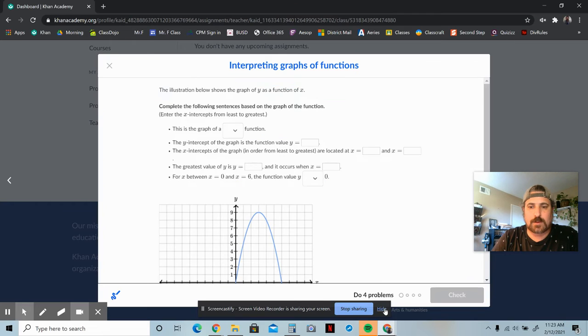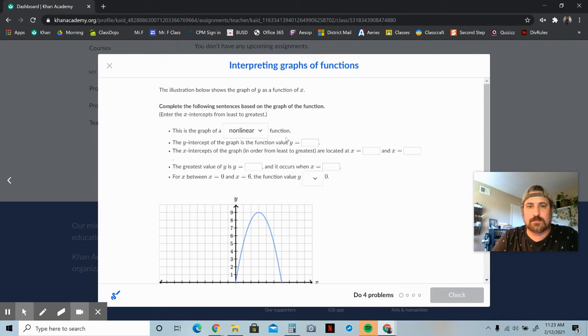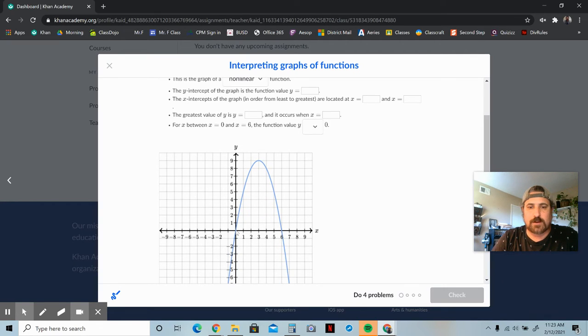Let's go. So it says the illustration below shows the graph of y as a function of x. This is the graph of a nonlinear function. So it's a parabola. The y-intercept of the graph is the function value y equals... So that's where it starts here. The y-intercept is going to be right here where x is 0. What's y? It looks like y is 0. So the y-intercept of the graph is the function value y equals 0. So it looks like when x is 0, y is 0.